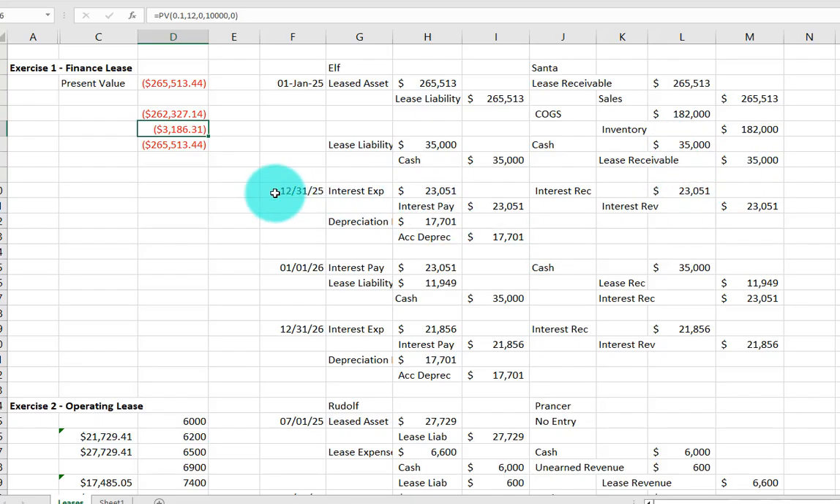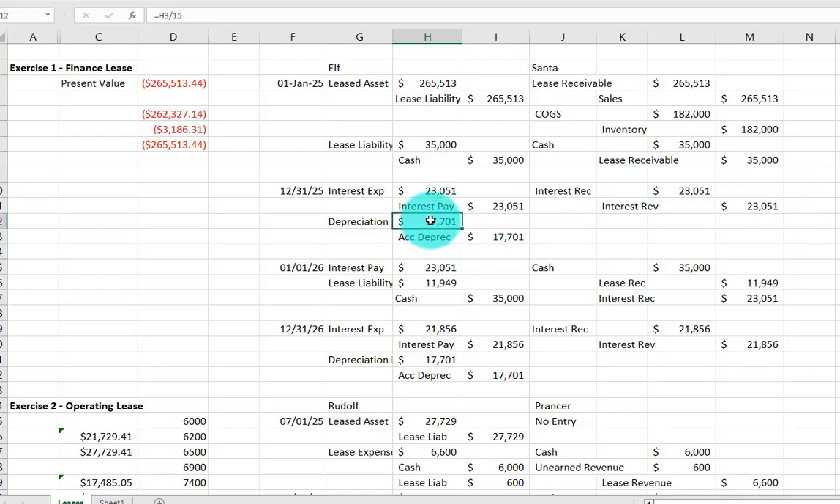Then after a year, you've got interest on that balance. So you've taken the $35,000 out of the lease liability, and you multiply by your 10%. You get interest expense and interest payable, and interest receivable and interest revenue on the side of the seller. So that entry needs to be made as an adjusting entry. Otherwise, you're missing that interest expense for the year.